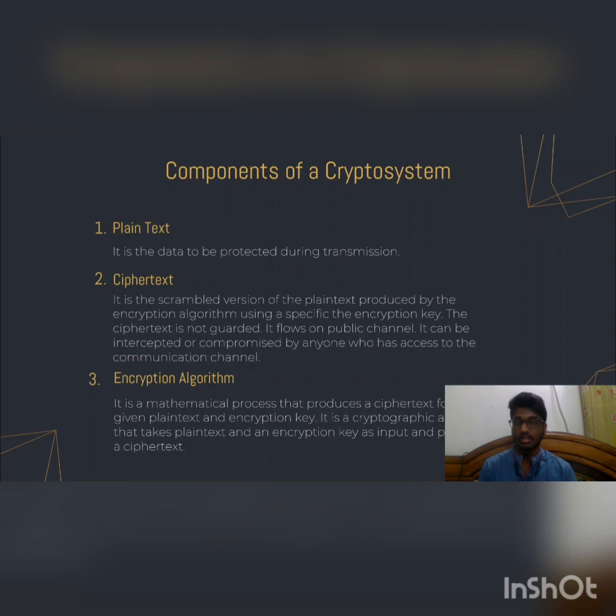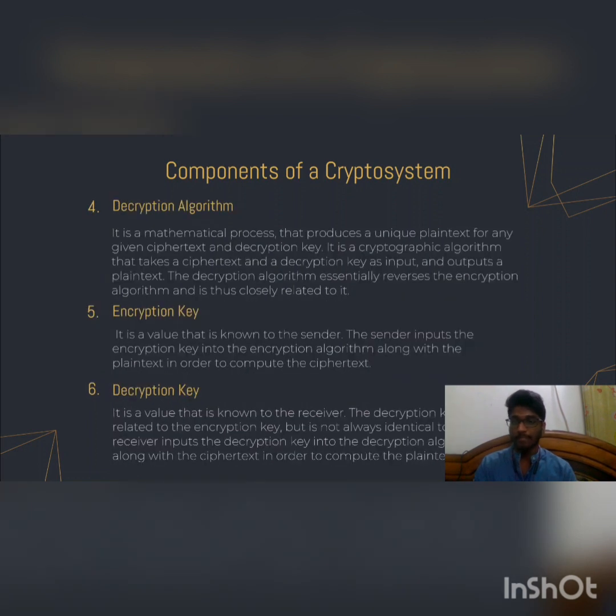the communication channel. The encryption algorithm ensures the security of the ciphertext. An encryption algorithm is basically a cryptographic algorithm which takes the plain text and an encryption key as input and produces a ciphertext. And a decryption algorithm is a cryptographic algorithm that takes the ciphertext and a decryption key as input and outputs a plain text. I'll explain this in detail in the next slide.